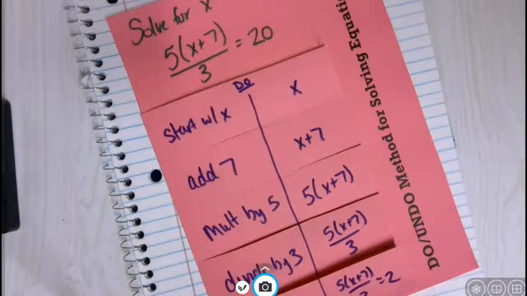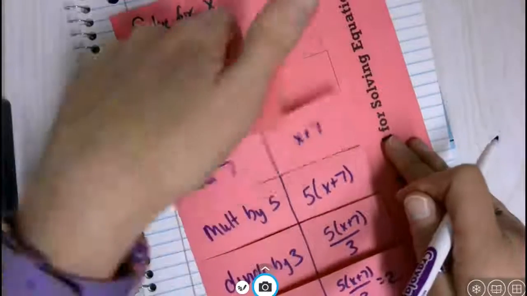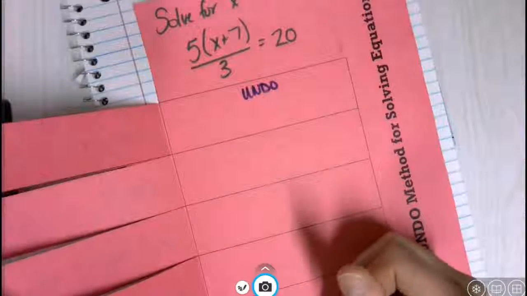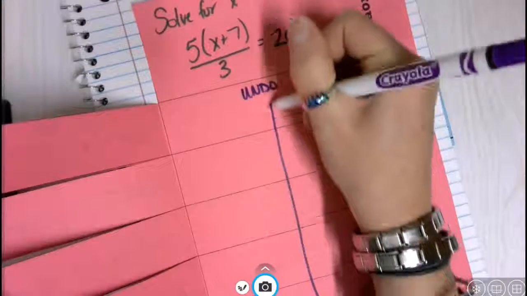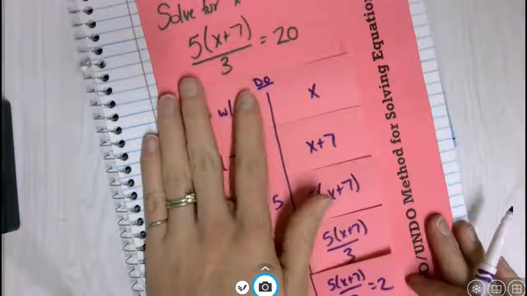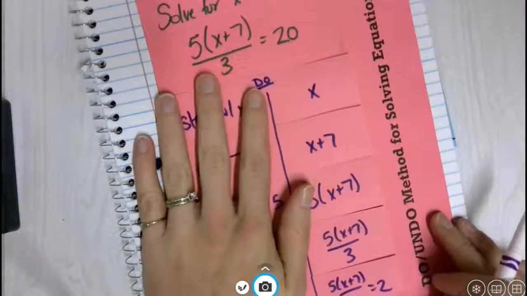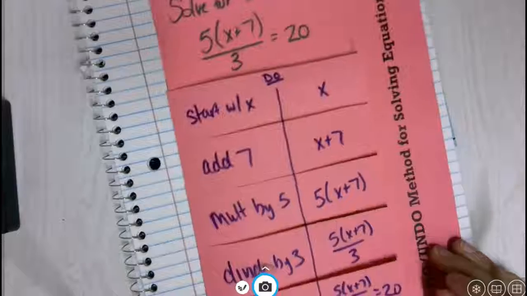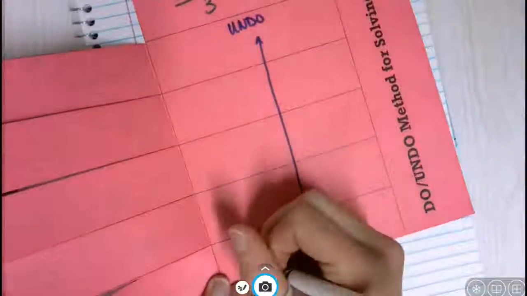Well, now what if I'm going to be undoing this equation? How would I undo this? That's where we're going to look at this inside. Here's our undo part. When we're undoing, we're going this way because we end up with these same things. We can use our same guide here, except we're working upwards. So when I'm undoing, I start with 20.